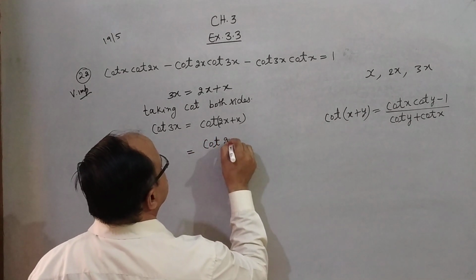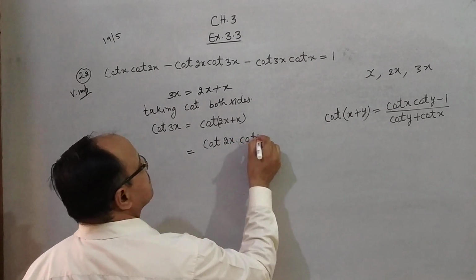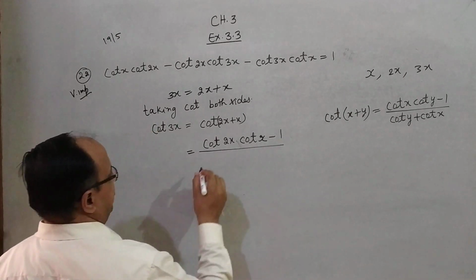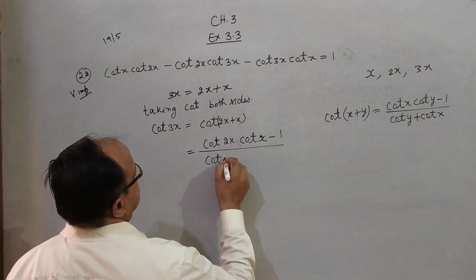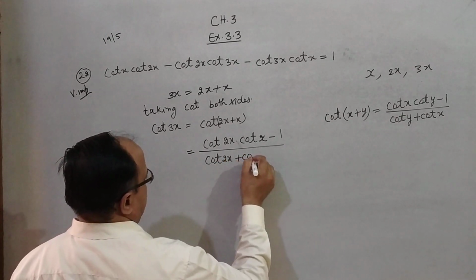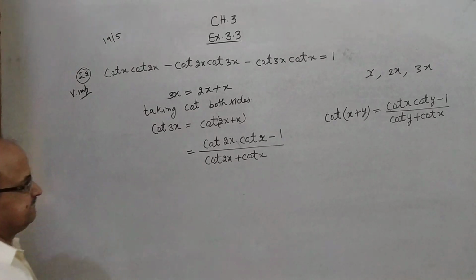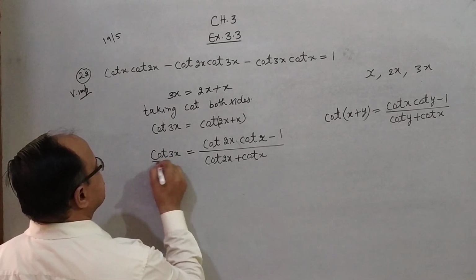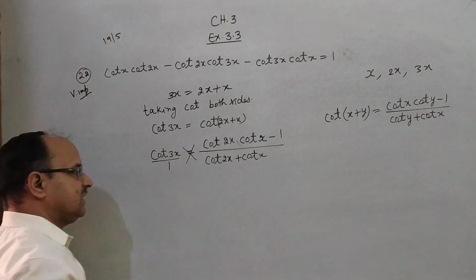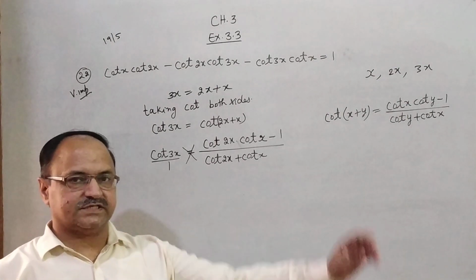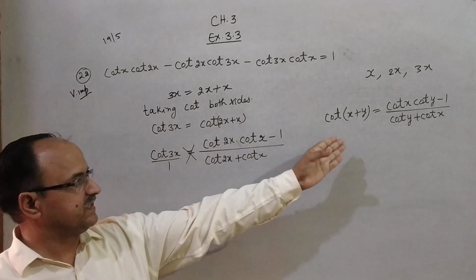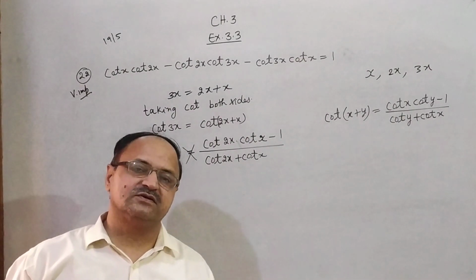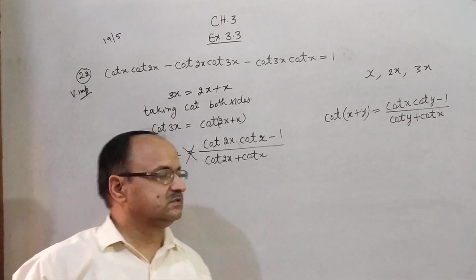Cot 2x cot x minus 1 upon cot 2x plus cot x. Okay. And the left hand side as it is. Now cross multiply. Again check, here we apply the formula cot(x plus y). If you know all the formulae, then you can solve all the questions very easily.